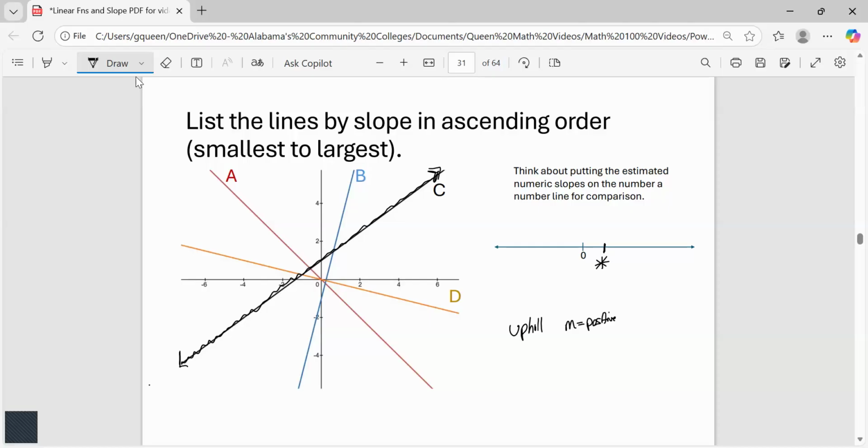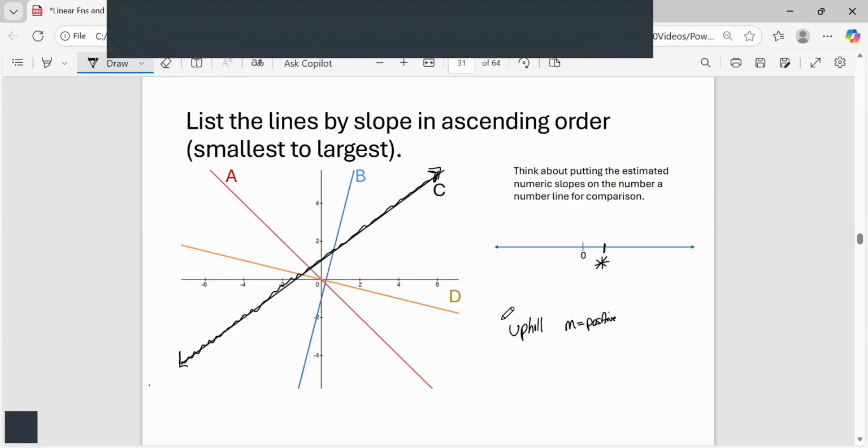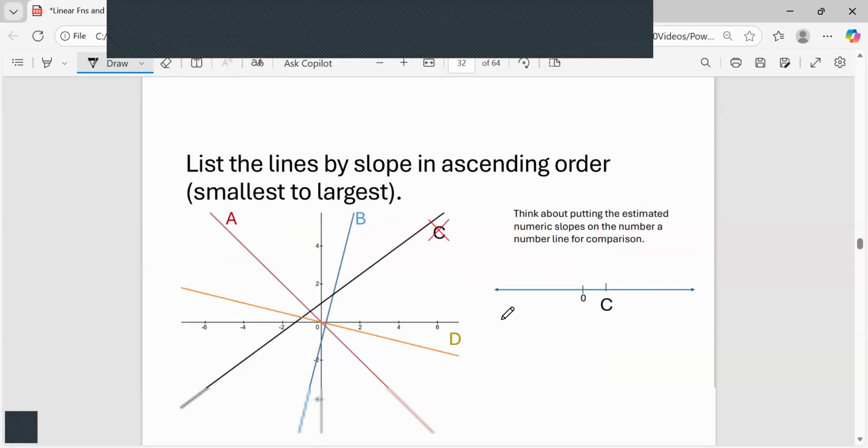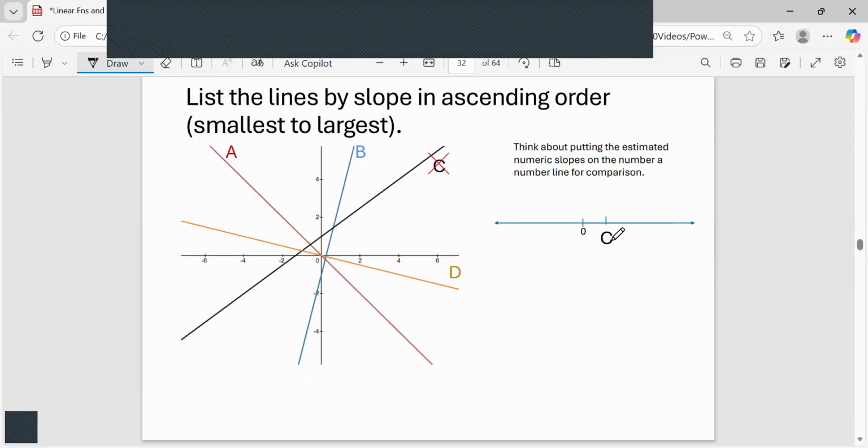So all we're doing is the black line, C. I'm going to label my number line with a C to represent the slope of line C. Notice how we put that on the right side of 0 on my number line, so I know I have a positive slope over here. Now I put a little red X over the C. I'm done with the black line. I don't have to look at that anymore or think about that anymore.